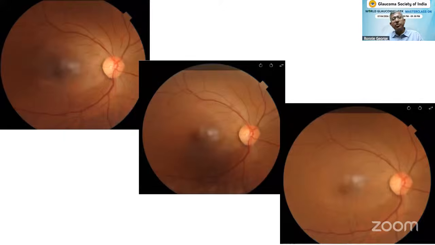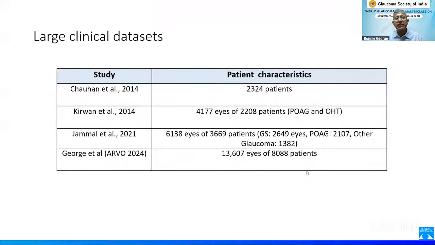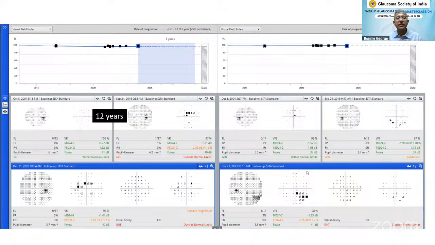And this is what happened to her disc over time. 12 years later, you can see a visual field defect in the right eye, and a visual field defect in the left eye. The left eye never had a disc hemorrhage or anything at baseline. So this is somebody who, because of low perfusion pressure, is showing an NTG type of picture.